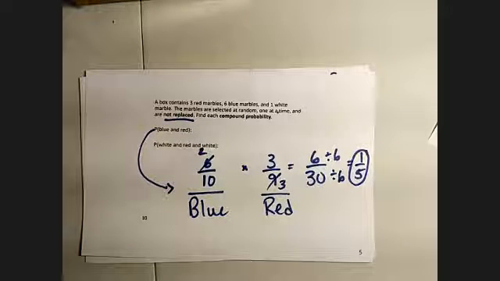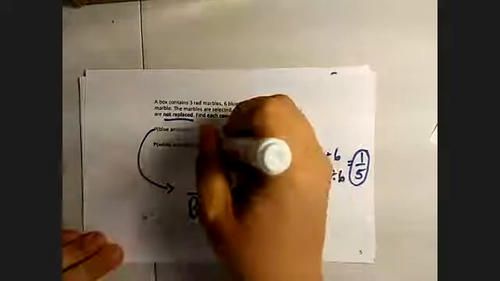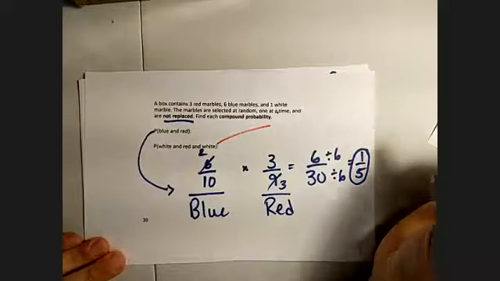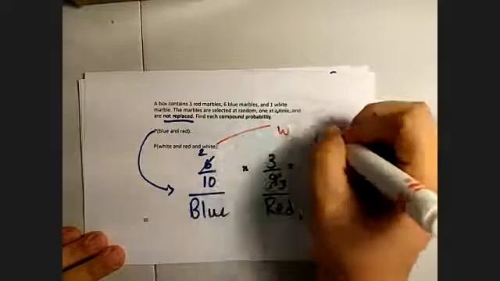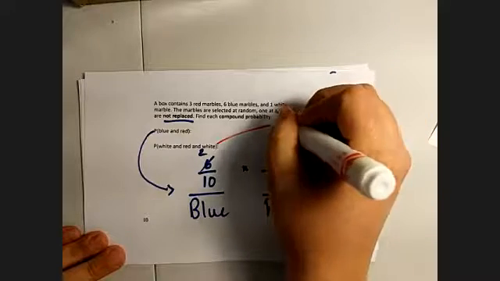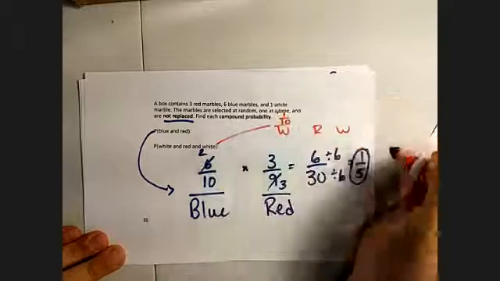Okay. Now, if we do the probability that we get a white, a red, and a white, let's look at that here. Okay. So if we're looking for white, red, and white, the probability that I get a white is 1 out of 10. Okay, there's only 1 white one there.